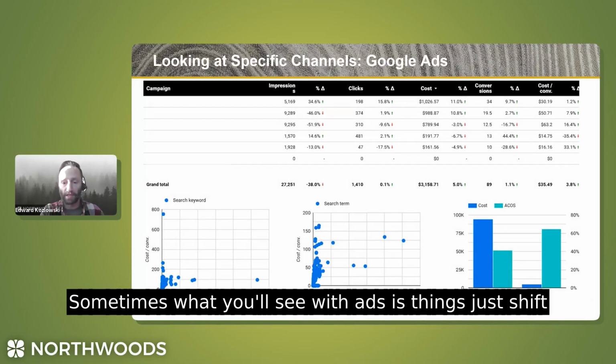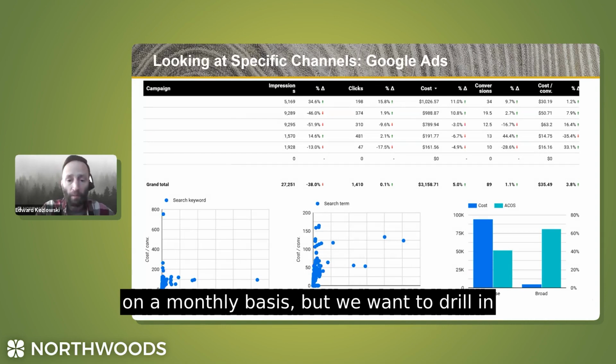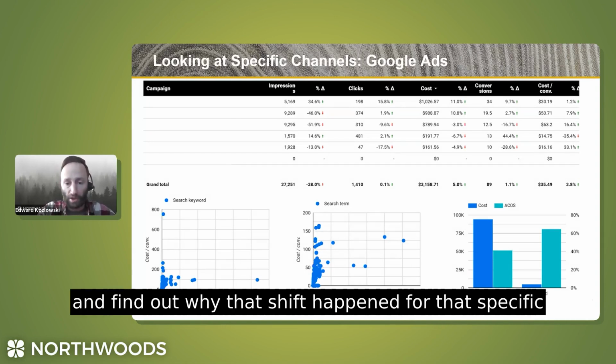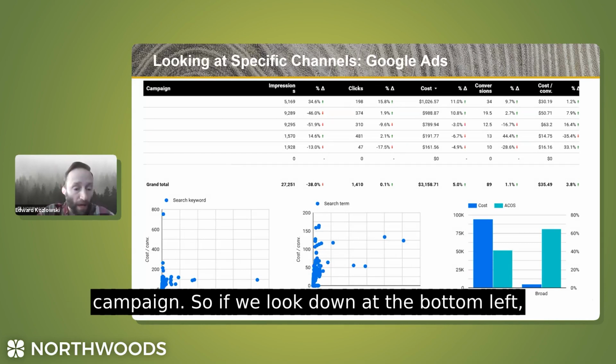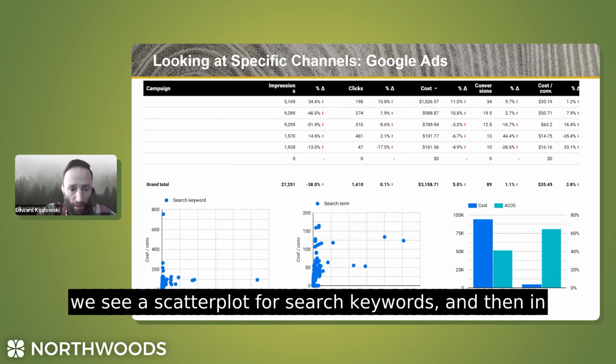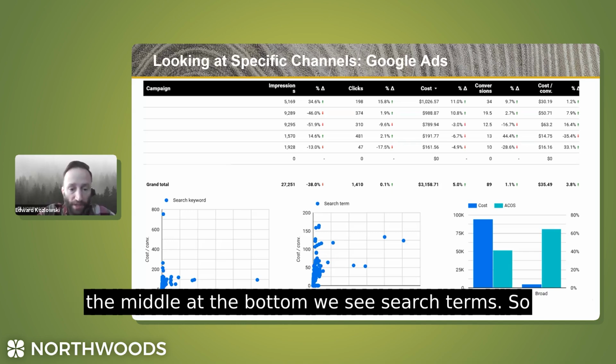Sometimes what you'll see with ads is things just shift on a monthly basis, but we want to drill in and find out why that shift happened for that specific campaign. So if we look down at the bottom left, we see a scatter plot for search keywords, and then in the middle at the bottom we see search terms.